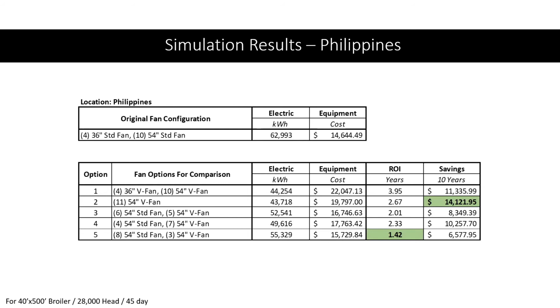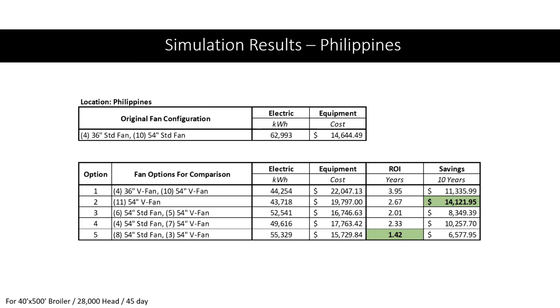When we go to the Philippines then, we still expect the ROI to be best for the least expensive option, but what we see there on option 2 with all variable speed fans is a considerable increase in 10-year savings, up over $14,000 potential there.